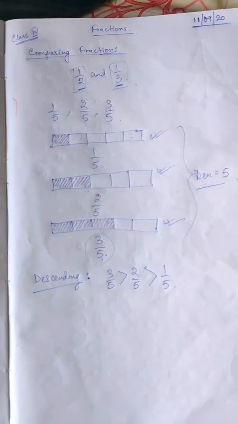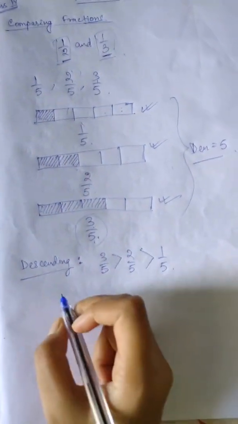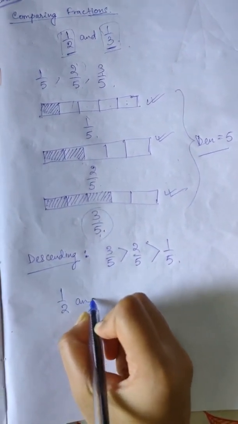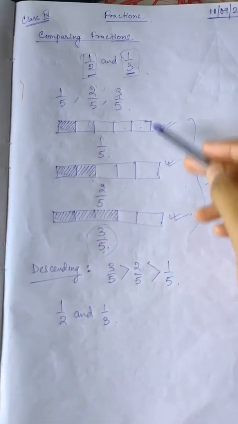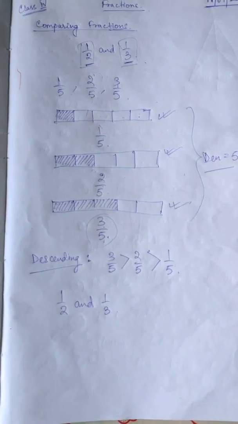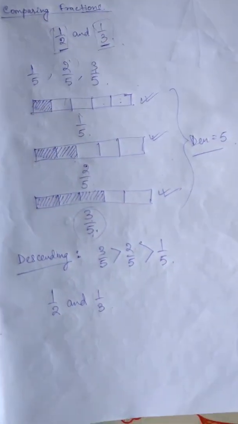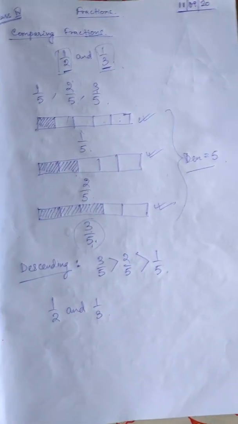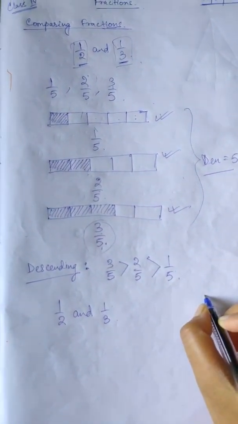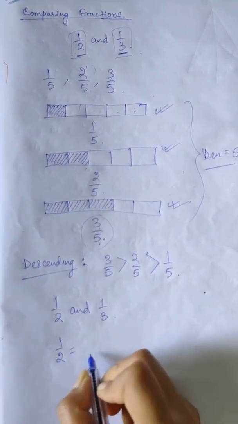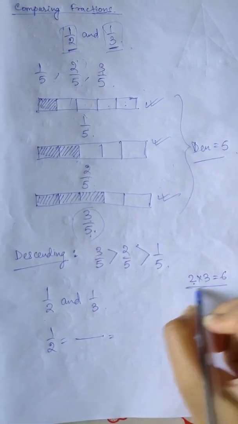Okay. Now if we have different denominators, suppose we look at this one and this one. The first one is 1 by 2 and the second one is 1 by 3. Whenever the denominators are same, we can easily get the answer by looking at the numerators. But in this case the denominators are different. So remember, we need to make the denominators same. How are we going to do that? First we have 2 and 3. We can multiply these two numbers: 2 into 3 gives us 6.